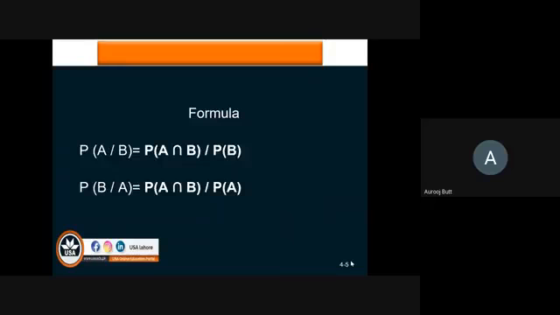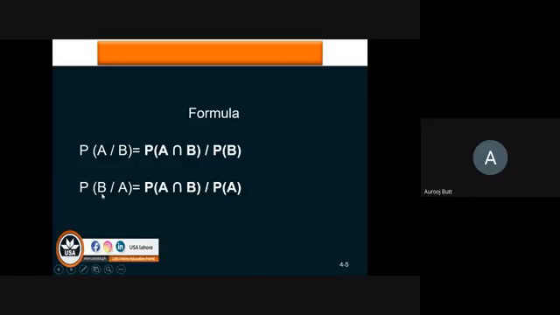So what is the formula for conditional probability? Simply, probability A given B is equal to probability A intersection B divided by probability B. Probability A given B means event B has already occurred and you need to compute the probability for event A. How will you write the formula? Simply take the intersection of both events, and whatever is given under the given statement will be in the denominator.